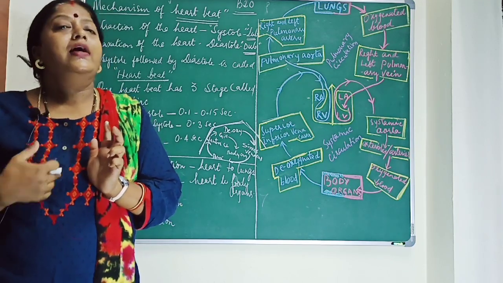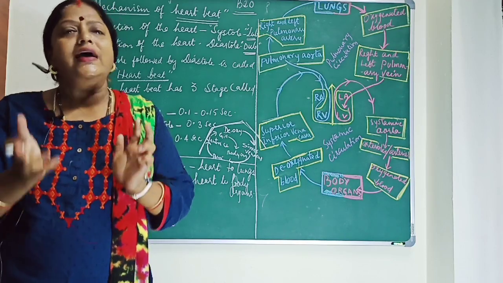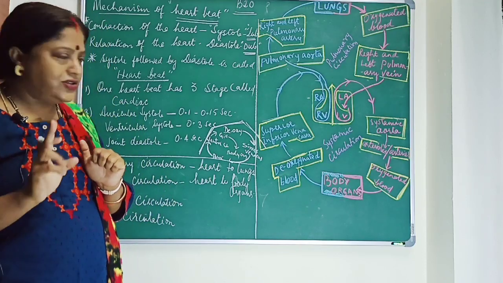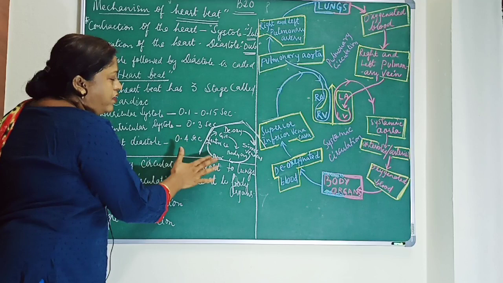In our body, the blood passes twice through the heart. That is why it is called double circulation. Understood, children? So these are some of the important points, and then you take this again.